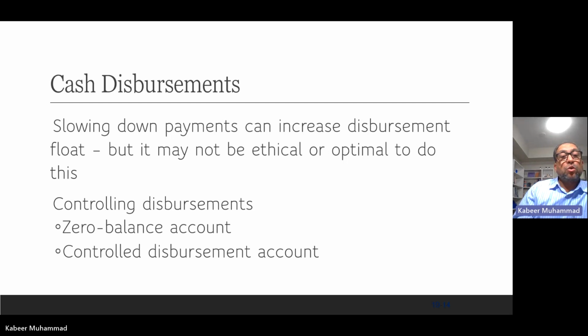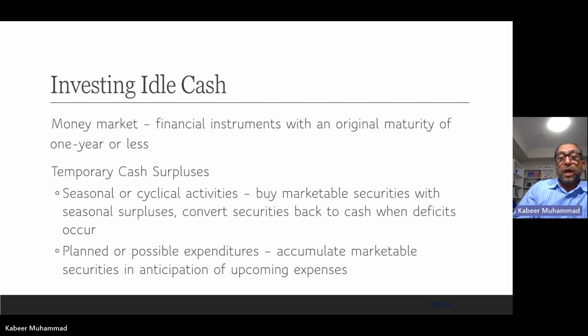We can control disbursement by zero balance account transfer. So we maintain 2, 3 accounts, and daily we transfer funds to make them zero balance. Control disbursement accounts, and these are the techniques through which we can decrease the disbursement.